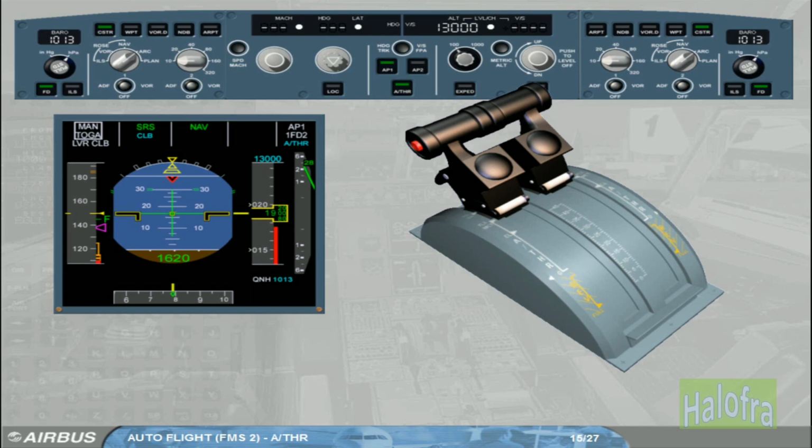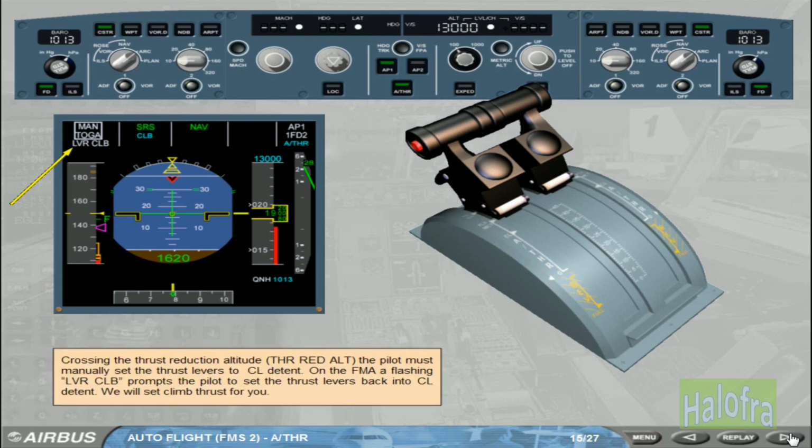Crossing the thrust reduction altitude, THR RED ALT, the pilot must manually set the thrust levers to the climb detent. On the FMA, a flashing LVR CLB prompts the pilot to set the thrust levers back into the climb detent. We will set climb thrust for you.